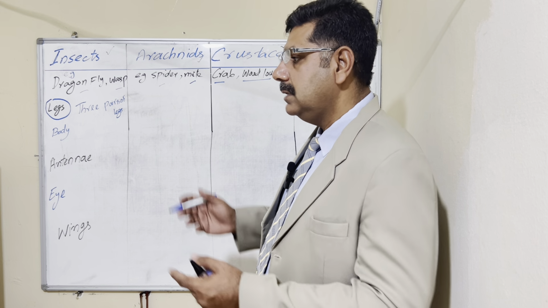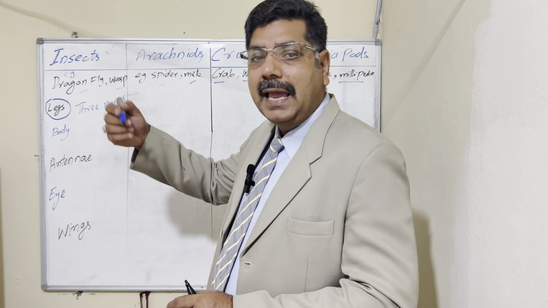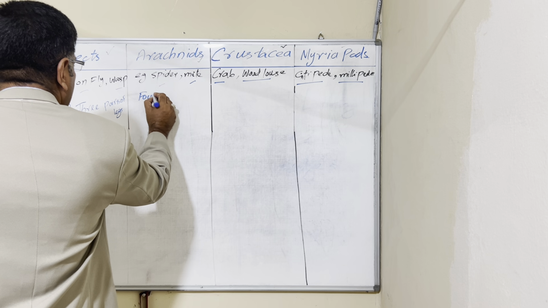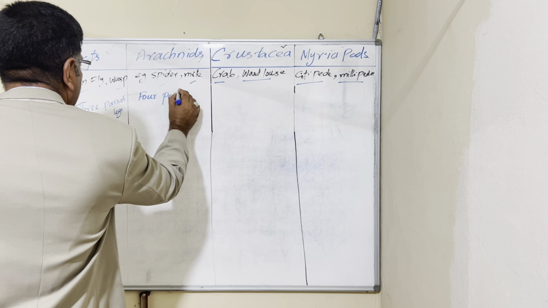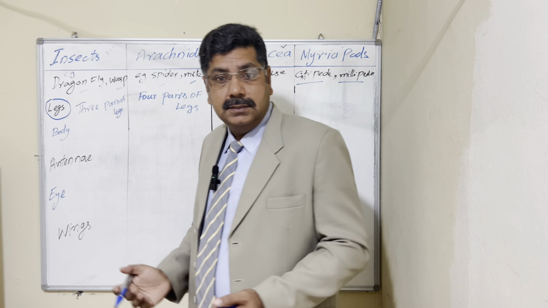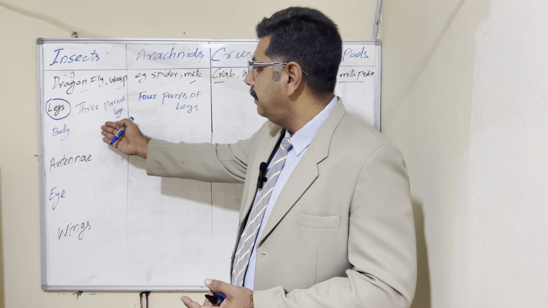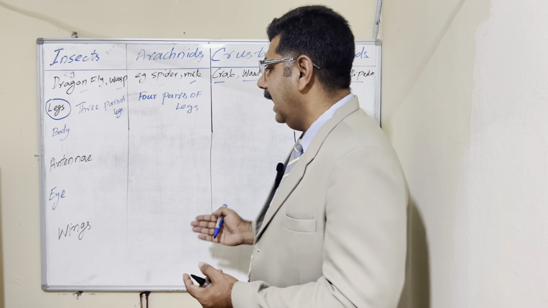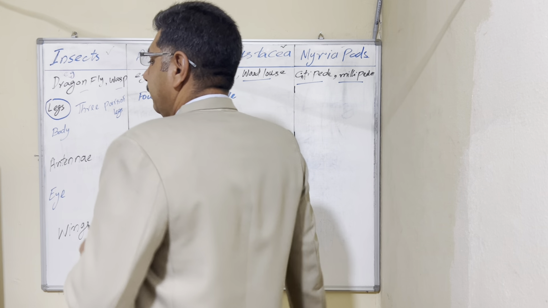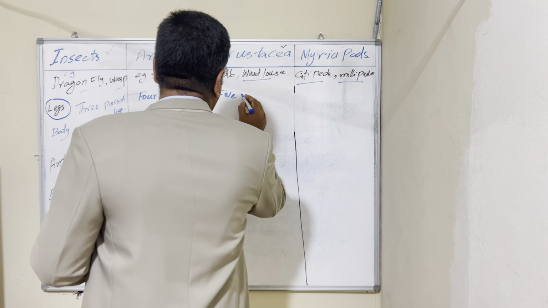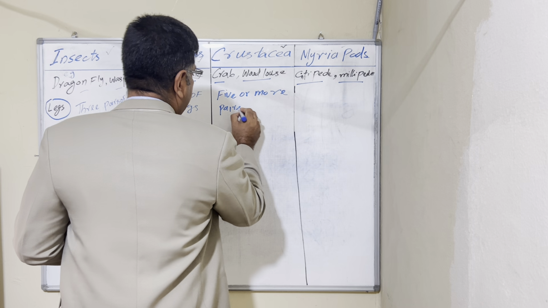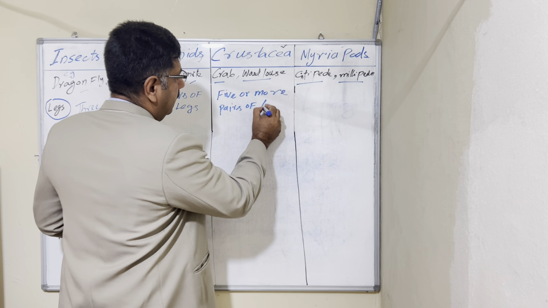So arachnids, how many pairs of legs? One pair is increased, so we say four pairs of legs. So we have four pairs of legs. Three pairs, four pairs of legs, and five here. For the crabs, five or more pairs of limbs.